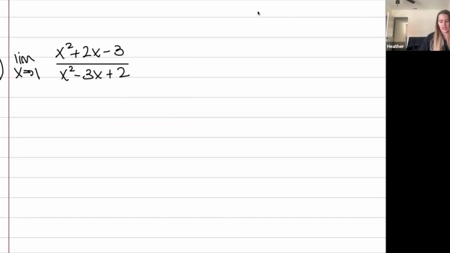So with something like this, if I try direct substitution, what's going to happen is I'm going to get 1 plus 2 minus 3, which is 0, over 1 minus 3 plus 2, which is 0. 0 over 0 is an indeterminate form, which means more work to do. When I see a polynomial like this, my first thought is, can I factor it? So we're going to check, can we factor it?